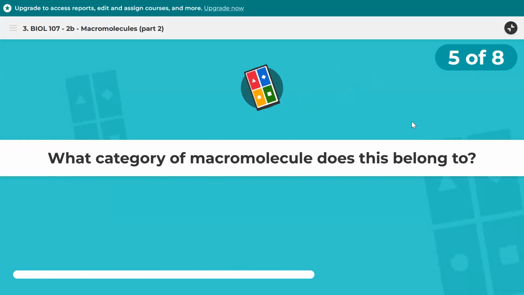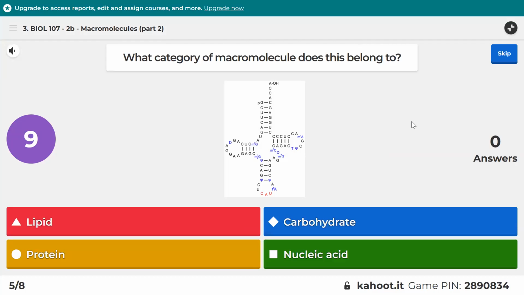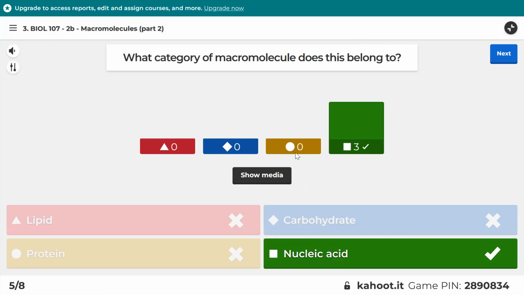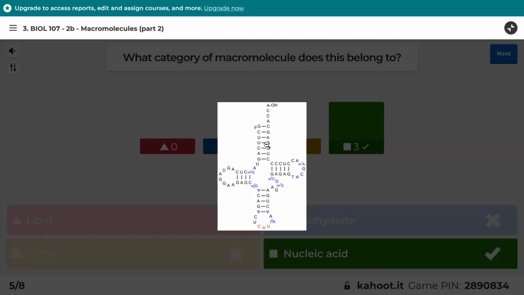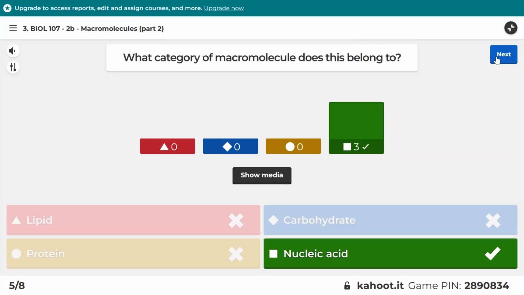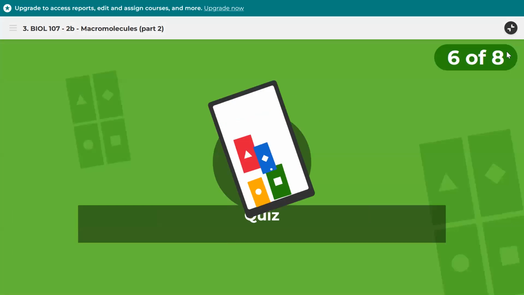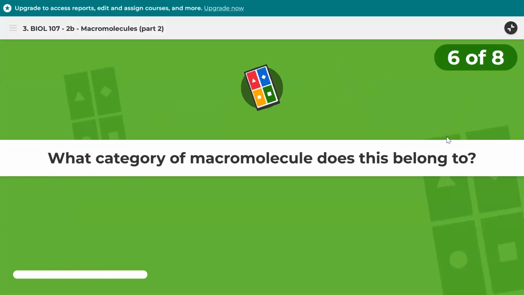Question 5, what about this one? Nucleic acid, good work. So maybe recognizing all the G's, U's, C's, and A's. That is actually transfer RNA. All right, 3 more questions.